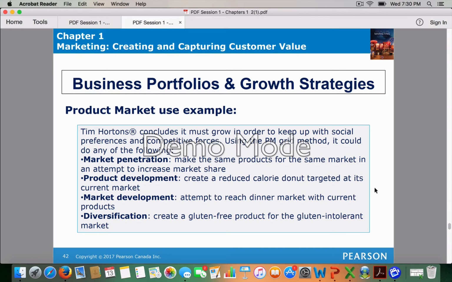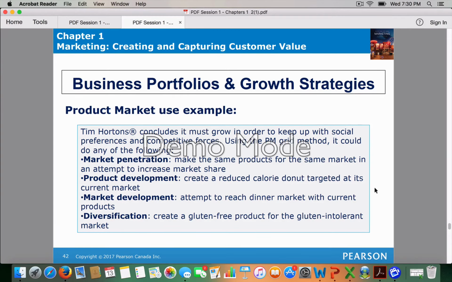So we're going to use Tim Hortons as an example. If Tim Hortons is looking to grow its business, one of the things it could do is what's called market penetration. Market penetration involves taking the existing products that Tim Hortons already sells and selling more of those products to the existing consumers that it targets. So it's the same market and the same products. Just encouraging their existing consumers to buy more.